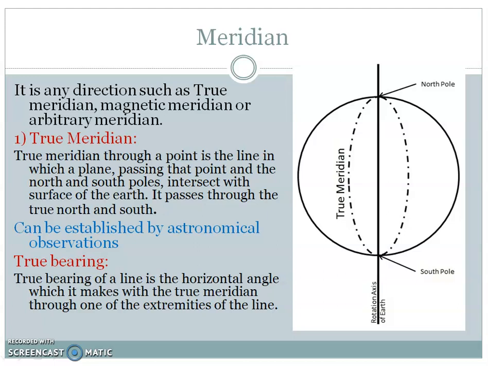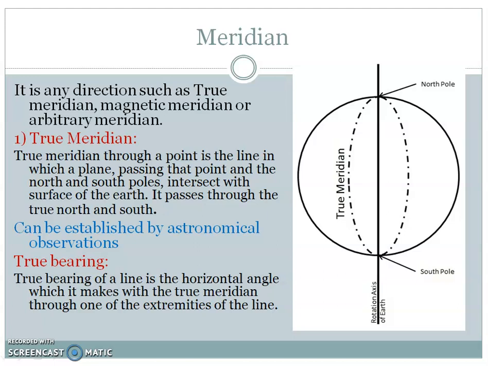One is true meridian. True meridian through a point is the line in which a plane passing through that point and the north and south poles intersects the surface of the earth. Now it passes through the true north and the south. So in the picture it is clear the true meridian is the line that passes through the north pole and the south pole, and it's the true north and south. This can be established by astronomical observations only. So we cannot easily establish this true meridian.